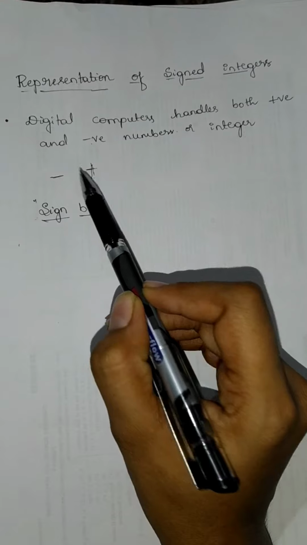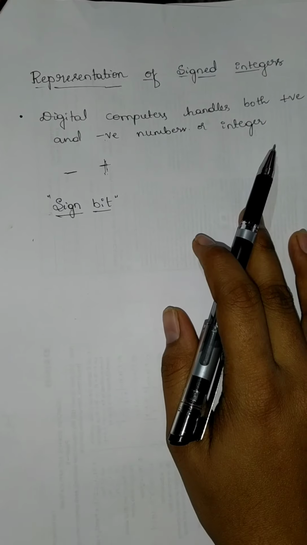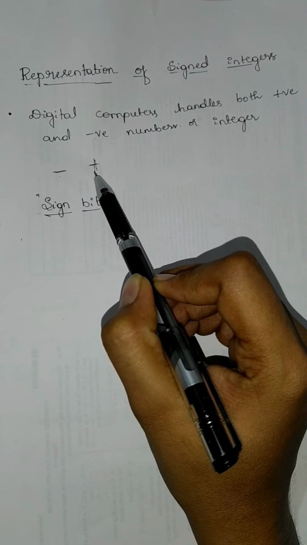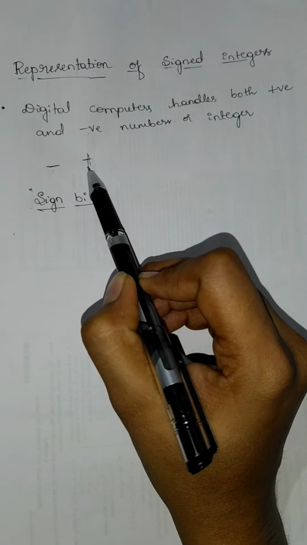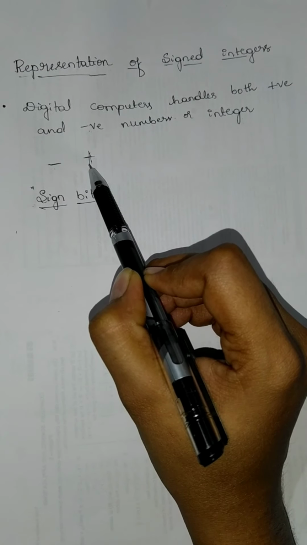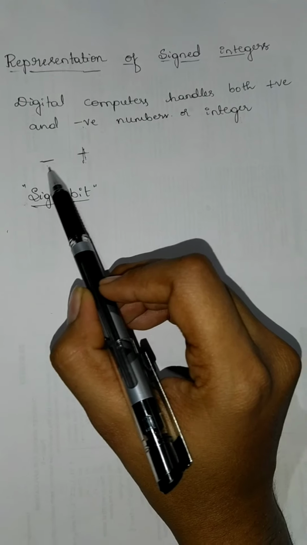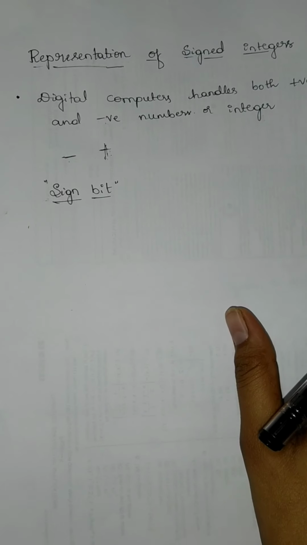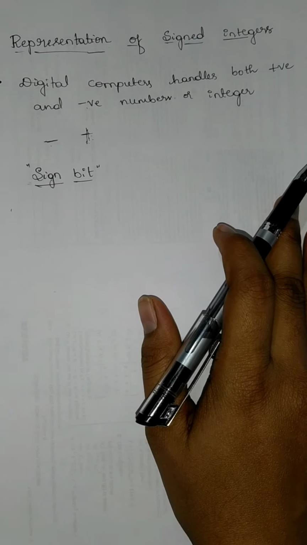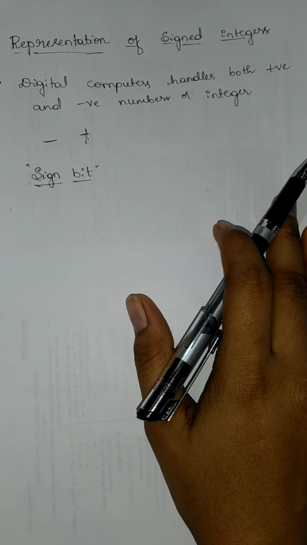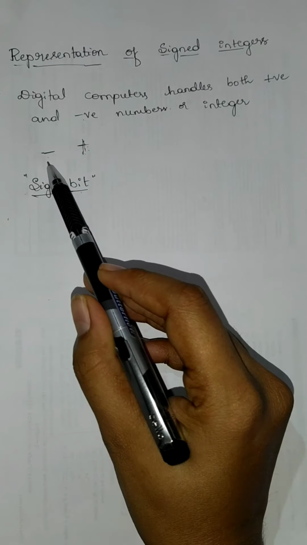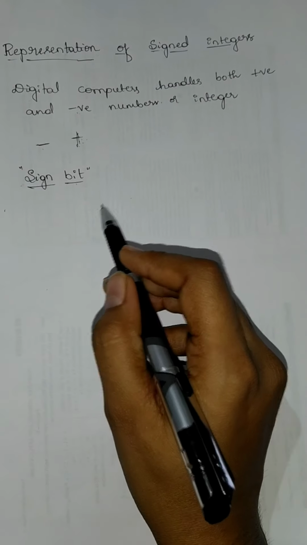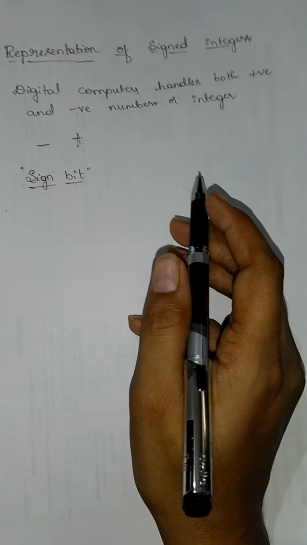Okay, so instead of using those two symbols, this can be done by adding the leftmost bit to the number, called the sign bit. This sign bit is used to represent a negative number or a positive number. A positive number has a sign bit of 0 and a negative number has a sign bit of 1.